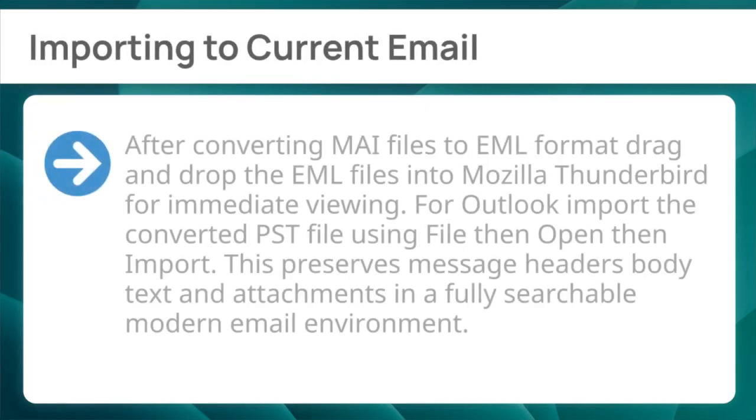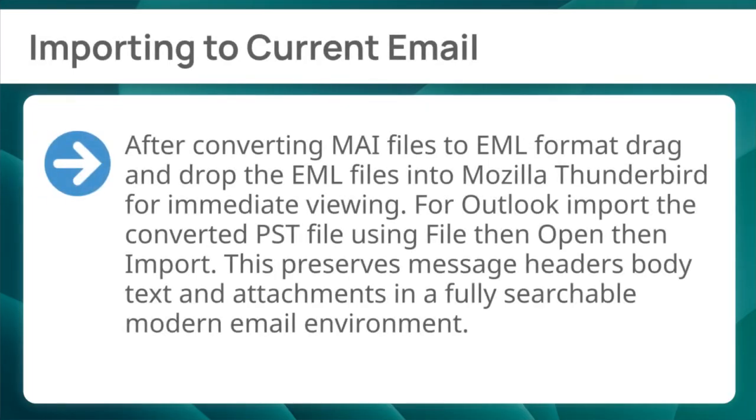Finally, importing to current email. After converting MAI files to EML format, drag and drop the EML files into Mozilla Thunderbird for immediate viewing. For Outlook, import the converted PST file using File, then Open, then Import. This preserves message headers, body text, and attachments in a fully searchable modern email environment.